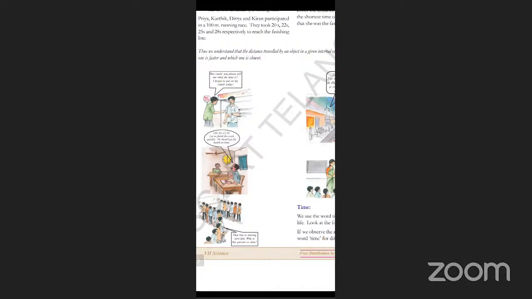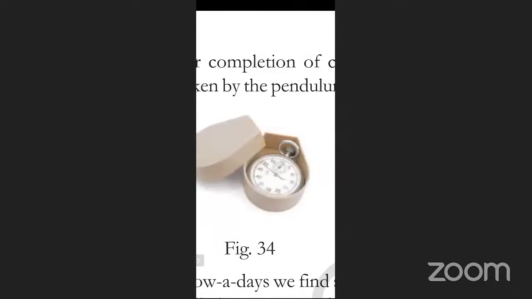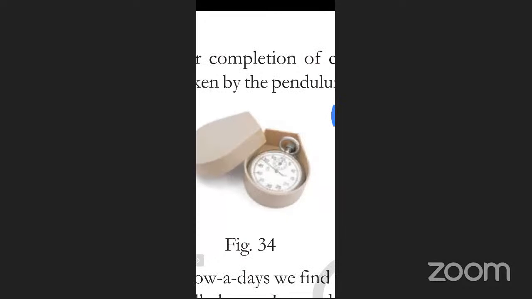And now estimating time. How do we estimate the time? See, look at the image. We estimate the time by using the clock. Suppose now there are 2 students. There are 2 students who started to school at the same time at 8 a.m. The 2 students are neighbors, in nearby places. They started at 8 a.m. from their houses. Okay, children.